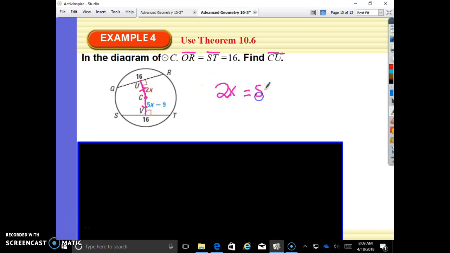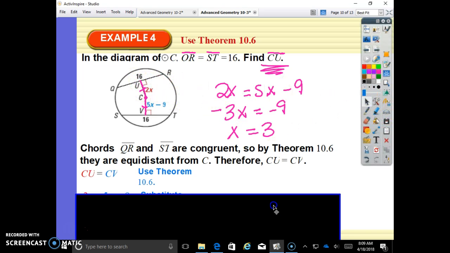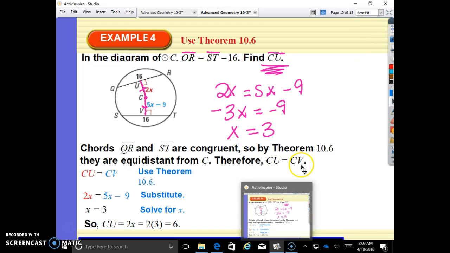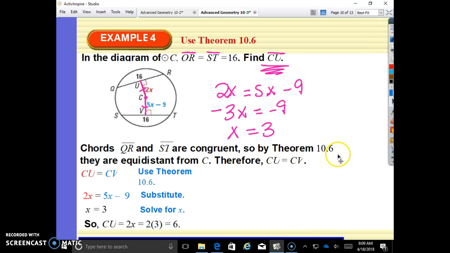2x equals 5x minus 9. Subtract 5x from both sides. Negative 3x equals negative 9. Divide by negative 3 on both sides. X equals 3. Plug back in because we're looking for CU. 3 times 2 is 6. Our answer is 6. Do not put 3. The answer is 6. And this one's using theorem 10.6, okay? So since the chords are congruent by theorem 10.6, they're equidistant from C.